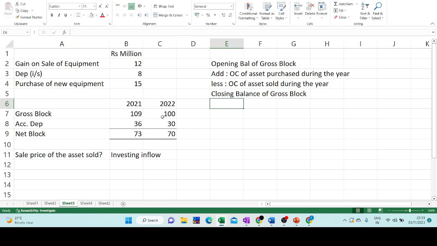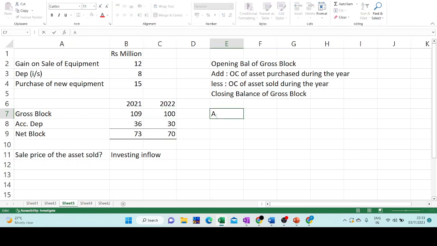Yes, sir. This 100 million is the original cost, or the price that the company paid to buy these assets that it currently holds, right? It's the cost at which the company bought these assets which it currently holds. And any assets that are sold are not a part of your original cost, not a part of your gross block.